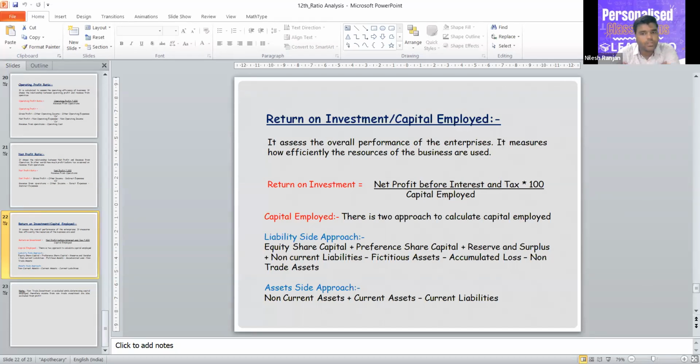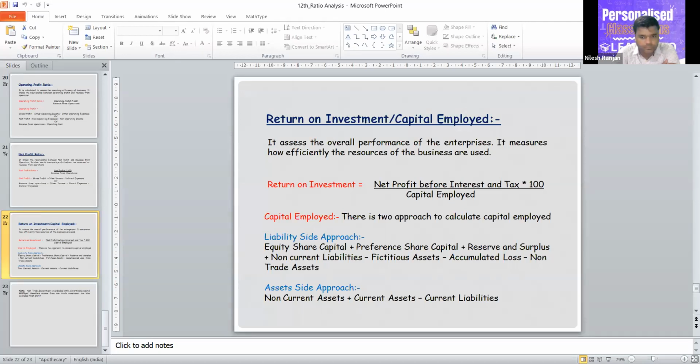Do you know, if the question tells you about long-term investment, it will be classified as trade investment or non-trade investment. Any investment given in the question will be treated as trade investment until it is specifically said that it is non-trade.